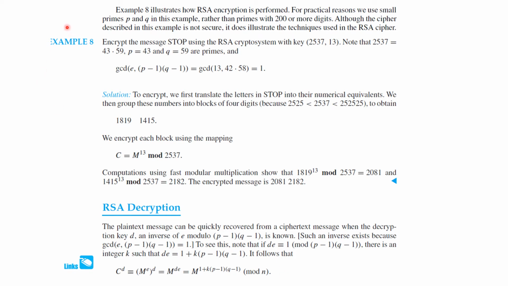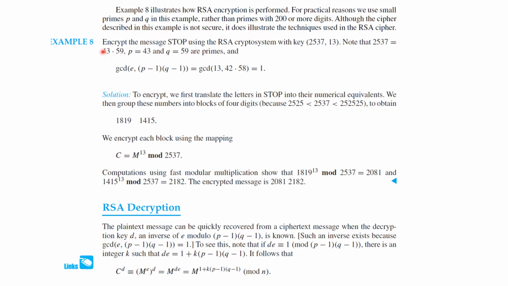Okay, now we're going to look at an example illustrating how the RSA encryption is performed. For practical reasons, we're going to use small primes p and q in this example rather than primes with 200 or more digits, and you can realize how involved that could get. Although the cipher described in this example is not secure, it does illustrate the techniques used.